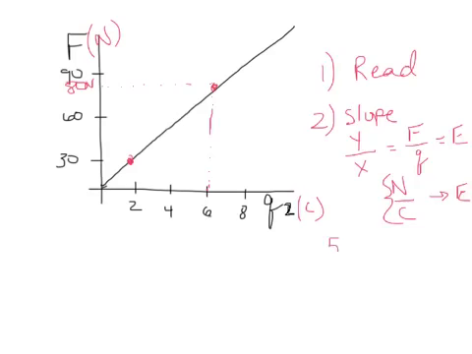So the change in y would be 50 newtons. The change in x would be 4 coulombs. And I could go ahead and divide this through and figure out exactly how much my electric field is. And it turns out to be 12.5 newtons per coulomb. That's the electric field.